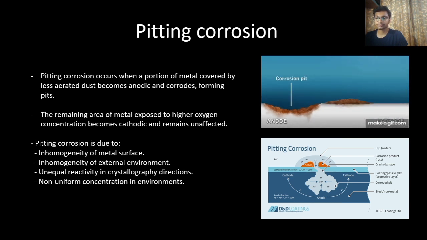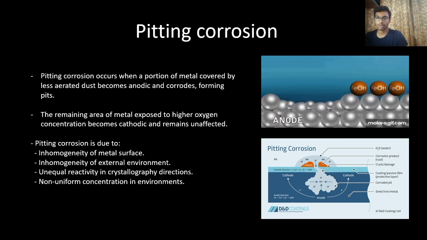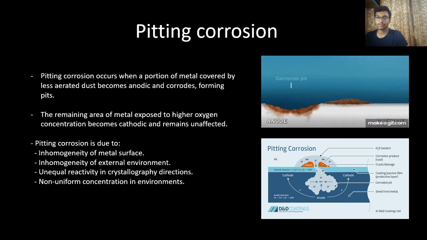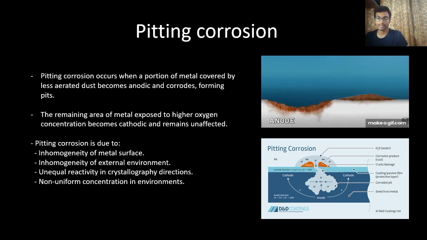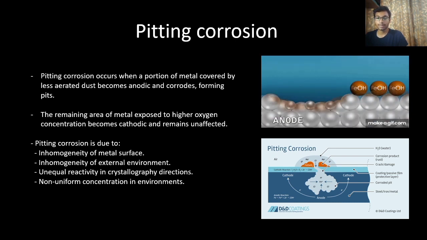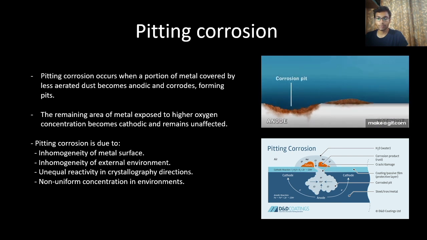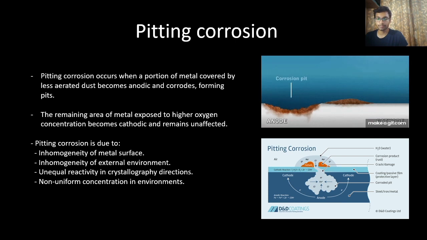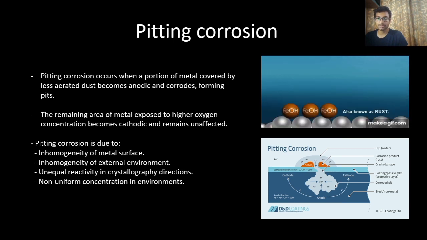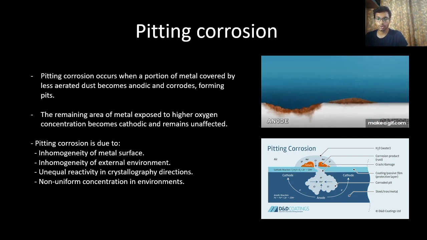Pitting corrosion. Pitting corrosion occurs when a portion of metal covered by less aerated dust becomes anodic and corrodes, forming pits. The remaining area of metal exposed to higher oxygen concentration becomes cathodic and remains unaffected. Pitting corrosion is due to inhomogeneity of metal surface, inhomogeneity of external environment, unequal reactivity in crystallographic directions, non-uniform concentration in environments.